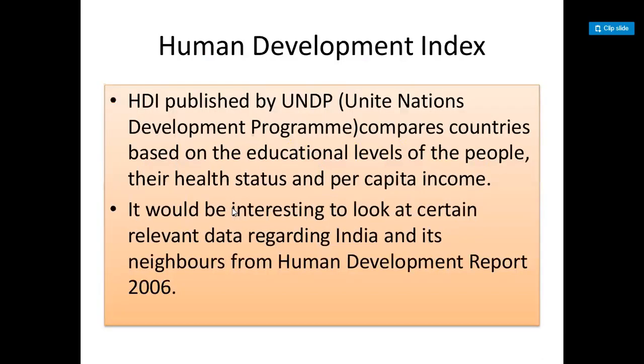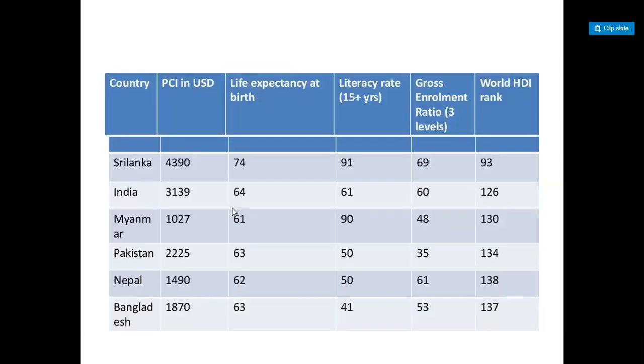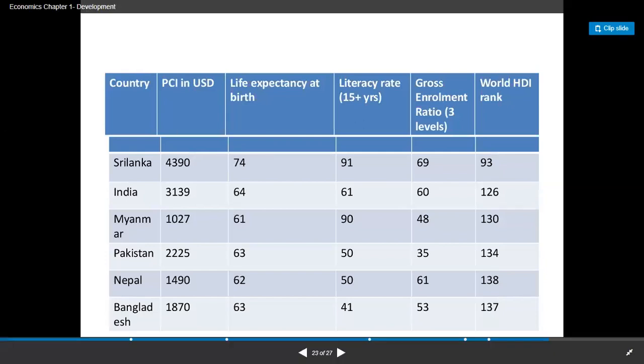Now see, this is the Human Development Index, HDI, published by UNDP. It compares countries based on the educational levels of the people, their health status, and per capita income. It would be interesting to look at certain relevant data regarding India and its neighbors from the Human Development Report 2006. So this is the report. Here it is done according to the Human Development Index.